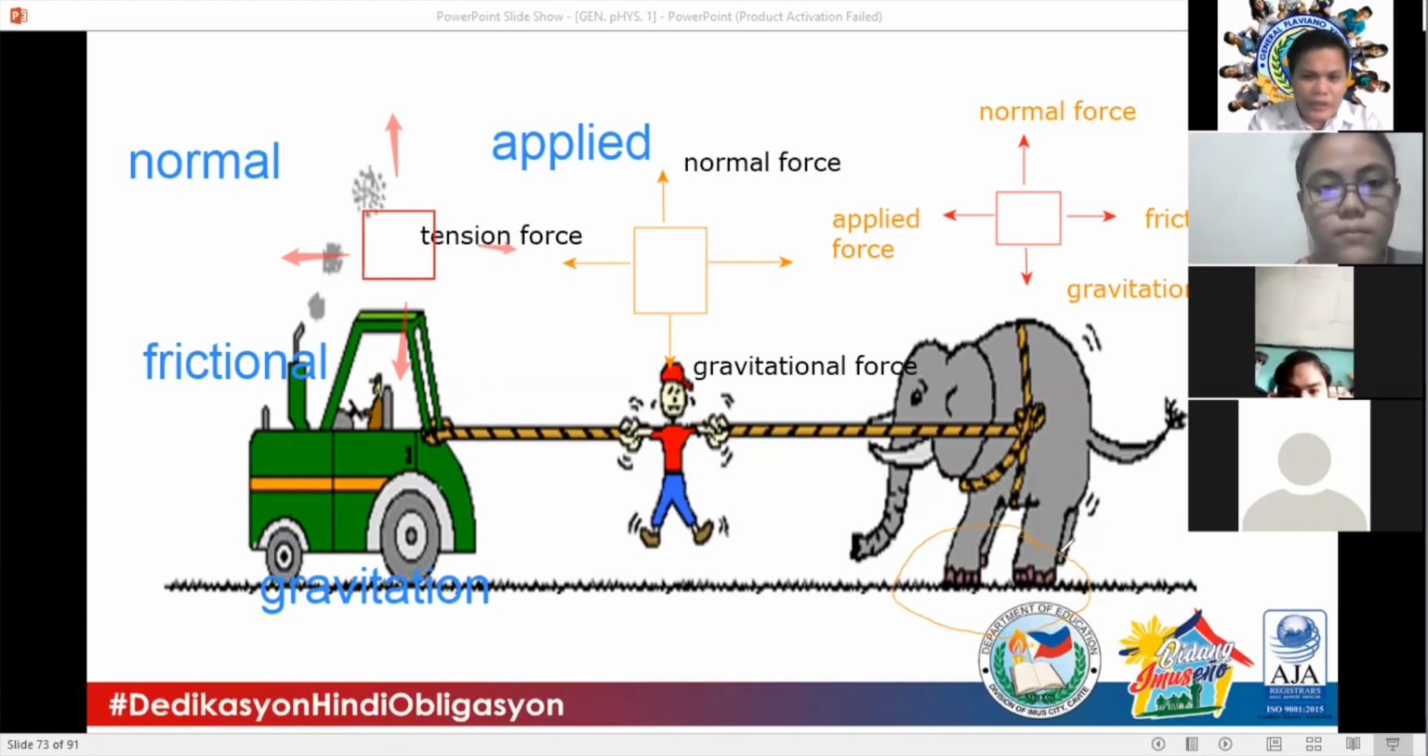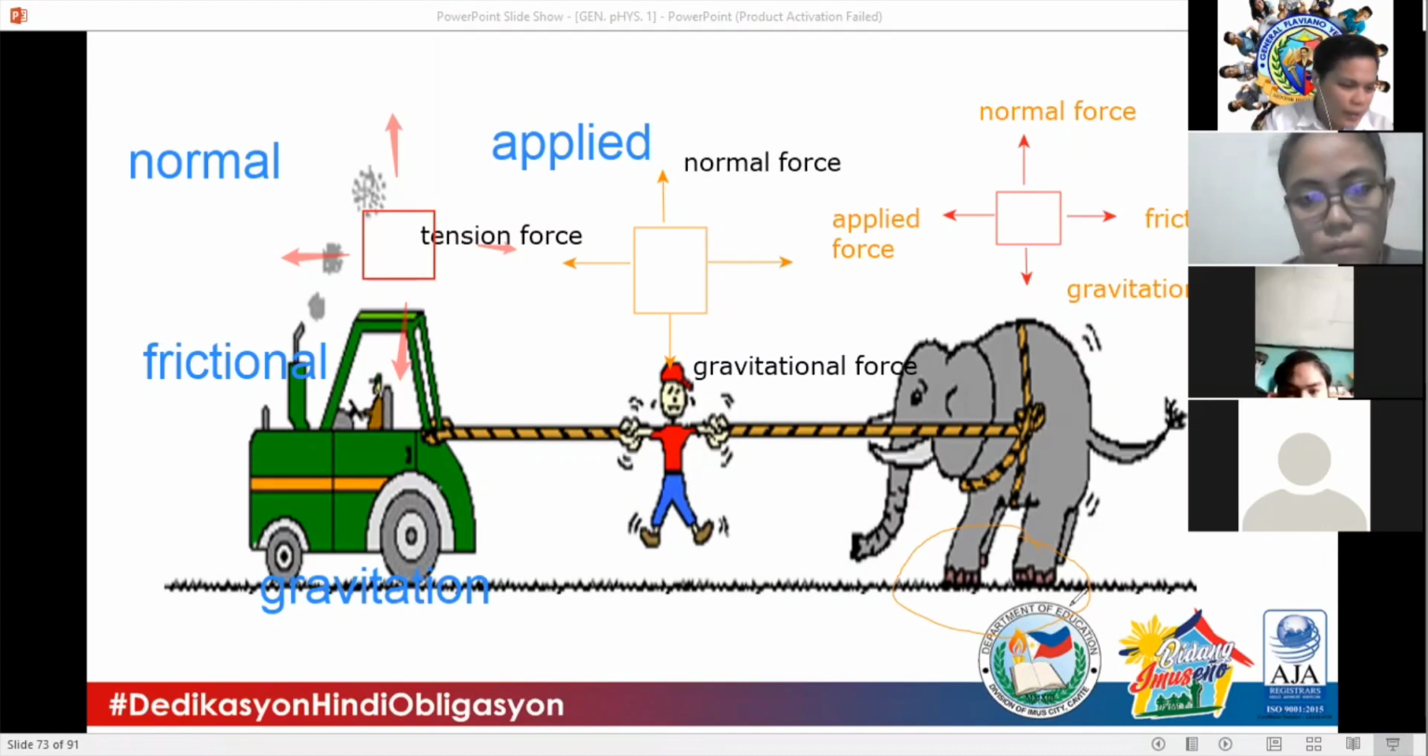Pwedeng ang pair of forces dito ay normal force at saka weight force. Di ba? Pwedeng yun. What else? Kasi yung weight ni elephant at saka yung force pushes up by the ground towards the elephant. Okay? So yung feet ni elephant at saka yung ground is the pair of forces here.